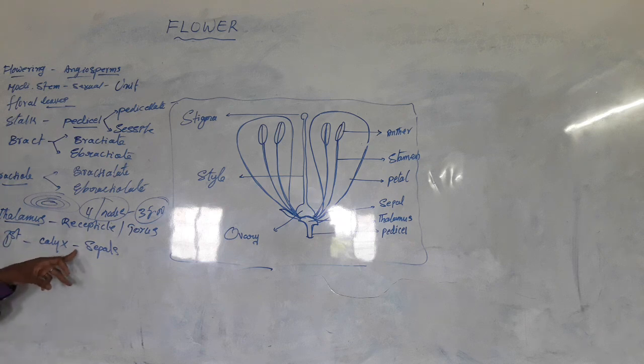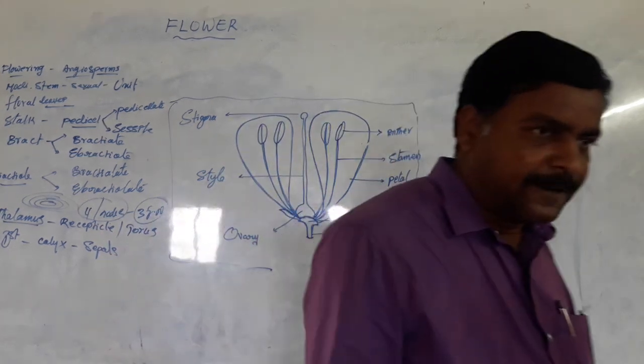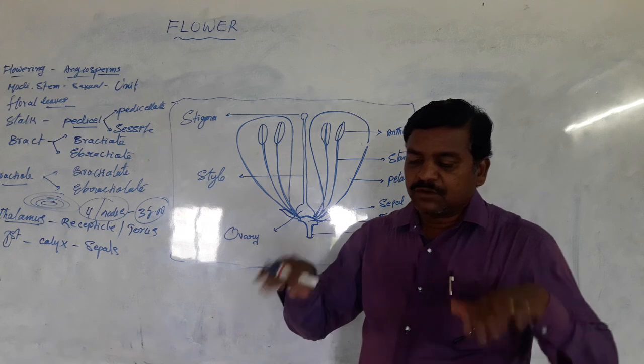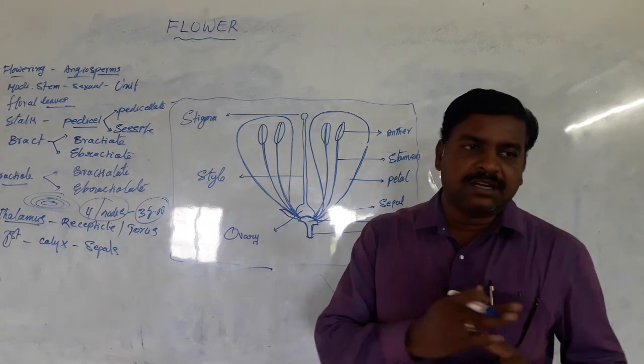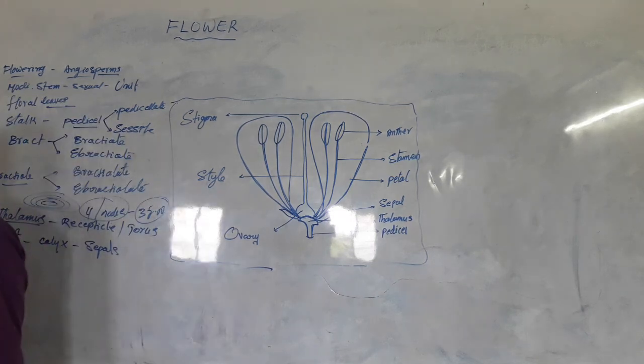Mainly the sepals play a very significant role in protection of the flower while it is in bud condition. What is the importance of sepals in a flower? They are protective in function. They enclose the total flower while it is in bud condition. It is protection in function. This is the first circle.